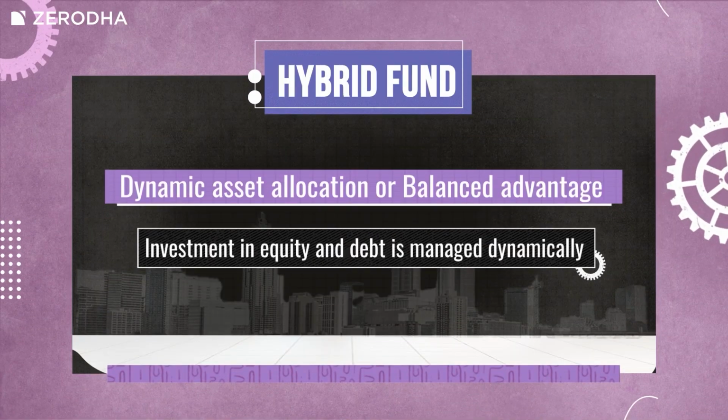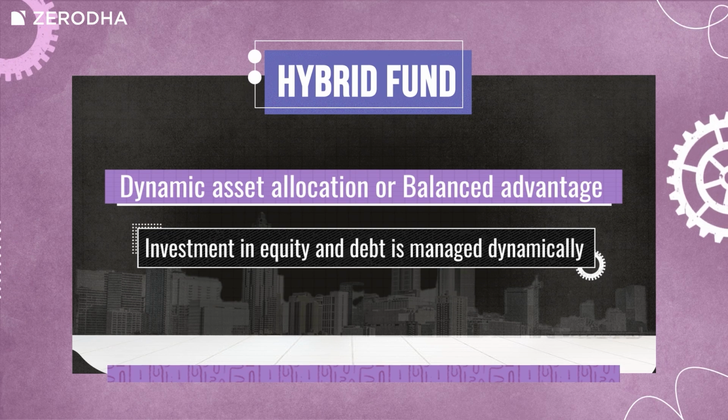Like with equity and debt categories, if you want to allow the fund manager to make the choice for you in terms of how much equity and debt, you can choose a subcategory called dynamic asset allocation or the balanced advantage category. Under this category, the fund names usually have the word balanced advantage or dynamic asset allocation, but they possibly could be called something else as well.